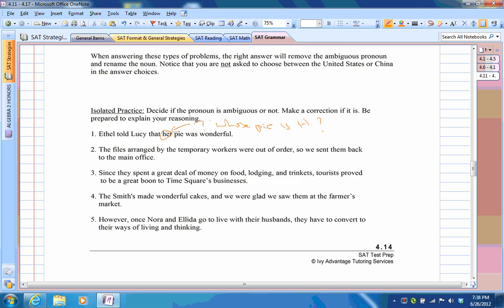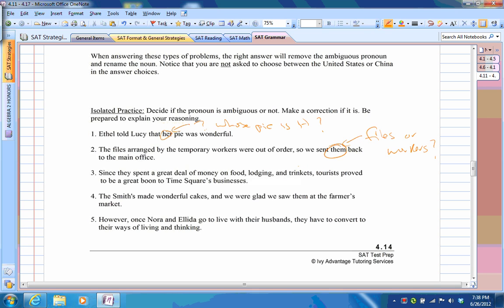The files arranged by temporary workers were out of order, so we sent them back. That's ambiguous. Who are we sending back? Files or the workers? Not quite clear. So obviously that'd be an error. And it could be fixed either way, but just realize it's an error.